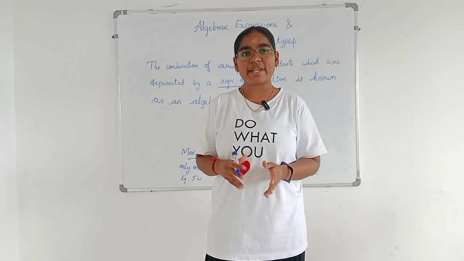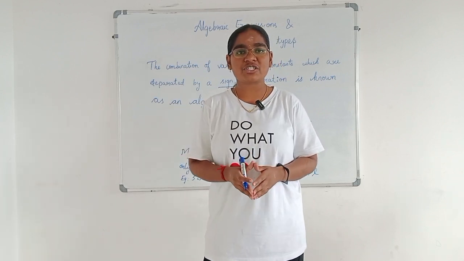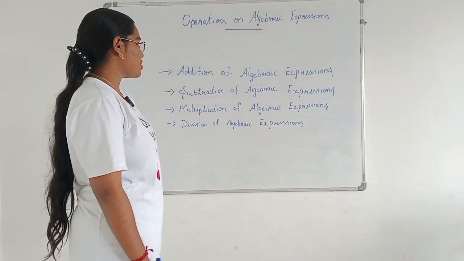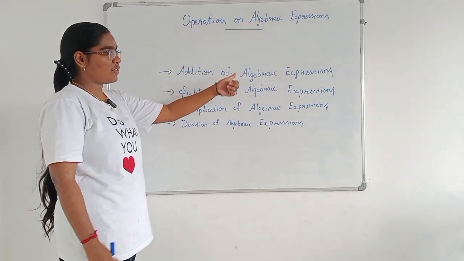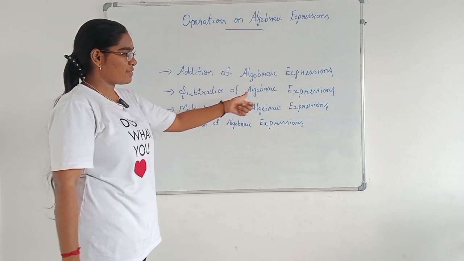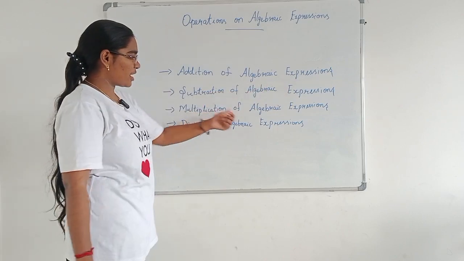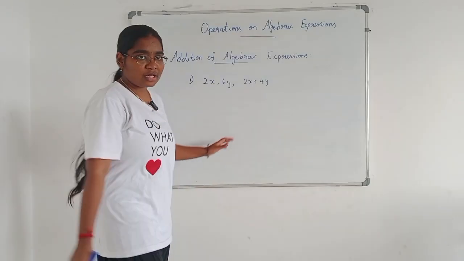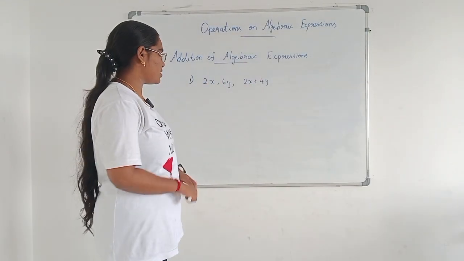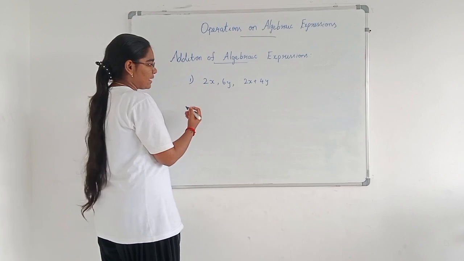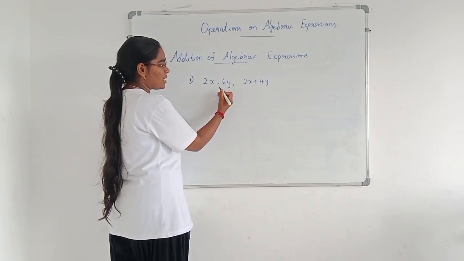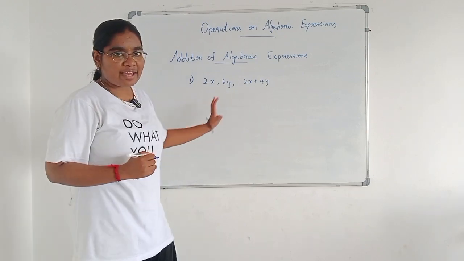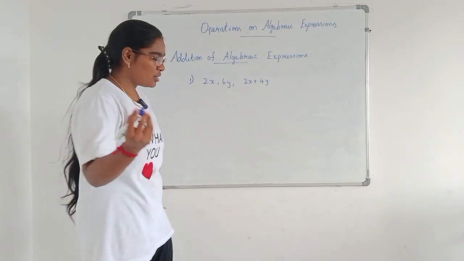Okay. Now next we can move on to operations on algebraic expressions. In operations on algebraic expressions, we are going to see addition, subtraction, multiplication and division of algebraic expressions. Now, addition of algebraic expressions. Let us consider this example: 2x plus 6y and 2x plus 4y. We have to add these expressions.